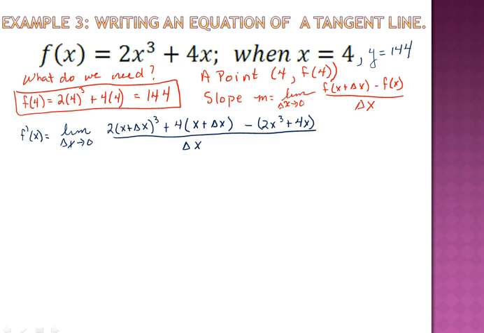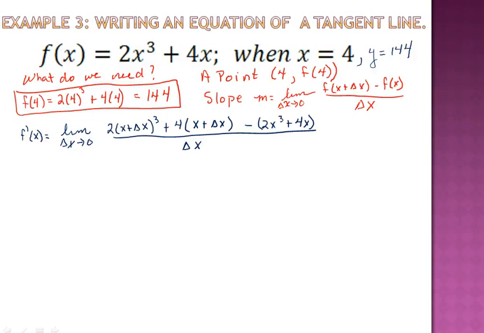Check to see how you plugged in your equation. We have 2x plus delta x cubed plus 4 times x plus delta x. That is our f of x plus delta x. Now we subtract our function, 2x cubed plus 4x, and we're putting all that over delta x, and we're going to take the limit as delta x goes to 0.